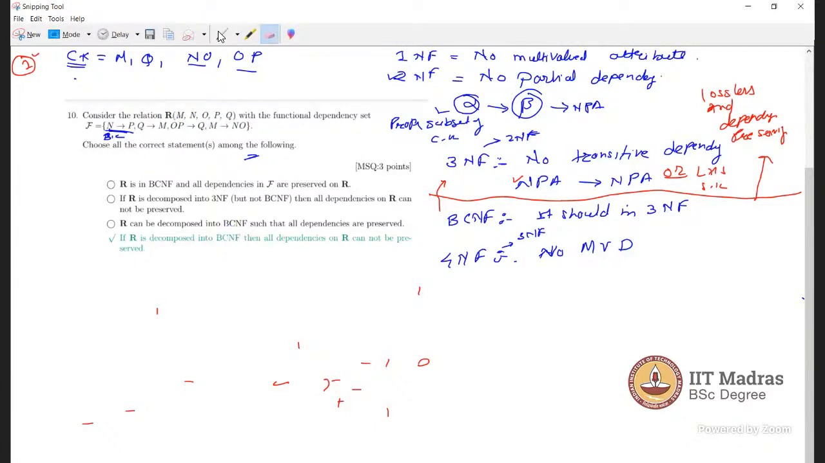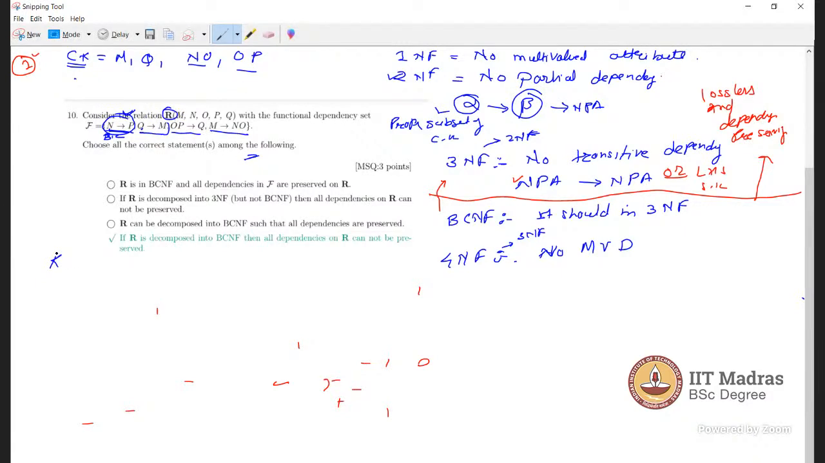Yes. So now let us check the condition. Q is a super key because every candidate key is a super key, right? So this satisfies our condition, this also and this also. So we have a problem with this NP, right? Because the left side is not a super key. So we need to decompose this relation R.